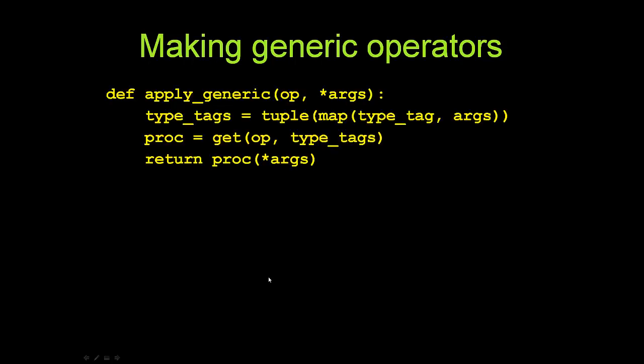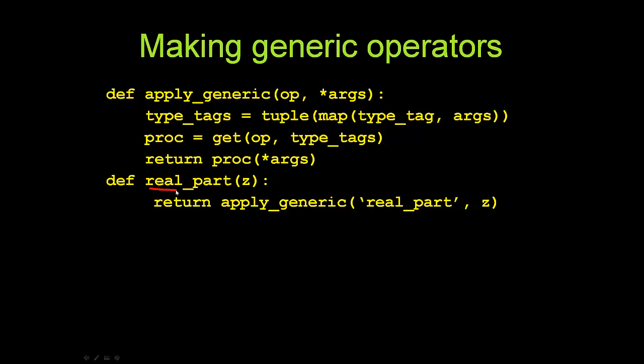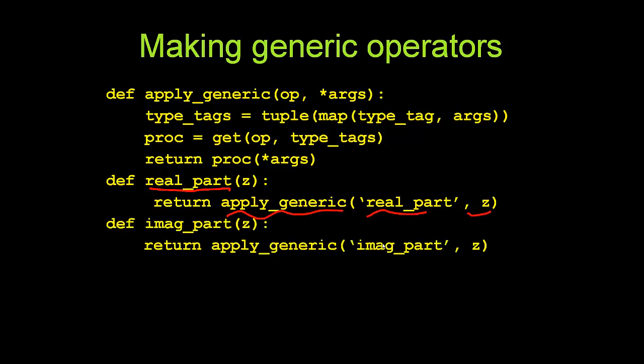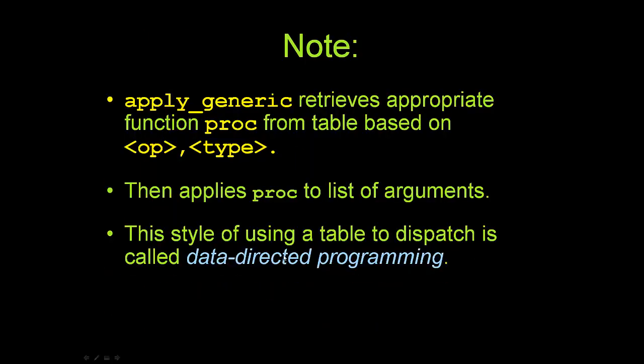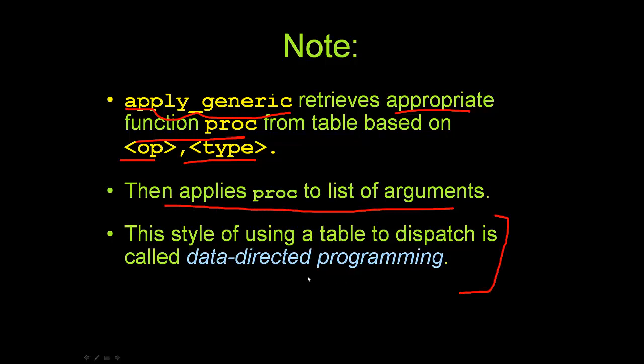Right, let's take a look at how you actually do the generic operators. So let's say you want to do real part of z. Then what happens is that you just use apply generic with real part and z. For imaginary part, you apply generic with imaginary part and z, and so forth. Now what happens is that apply generic will retrieve the appropriate function, or prop, from the table based on op and type. Then it applies prop to the arguments. This style of programming, as I mentioned, is called data directed programming.